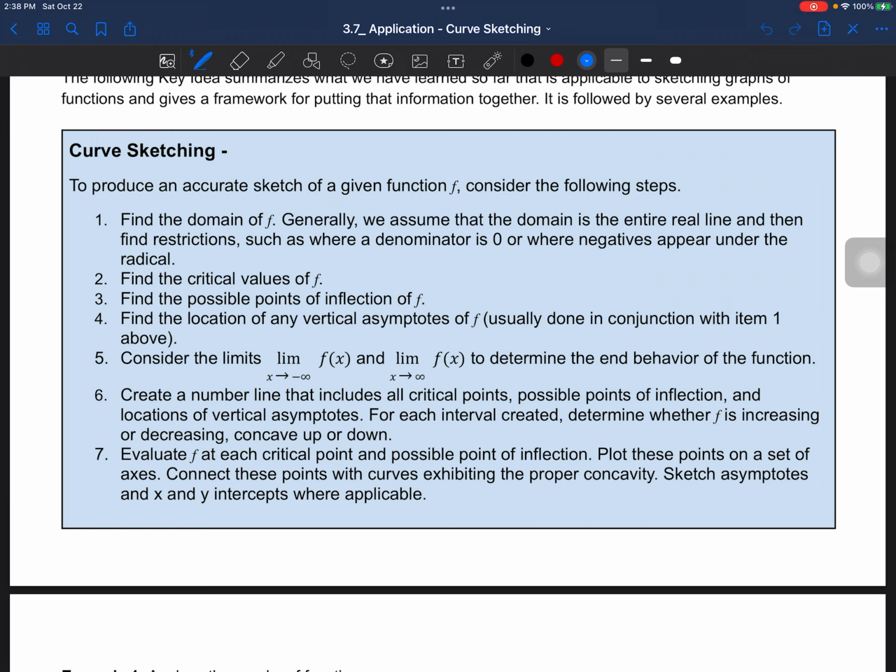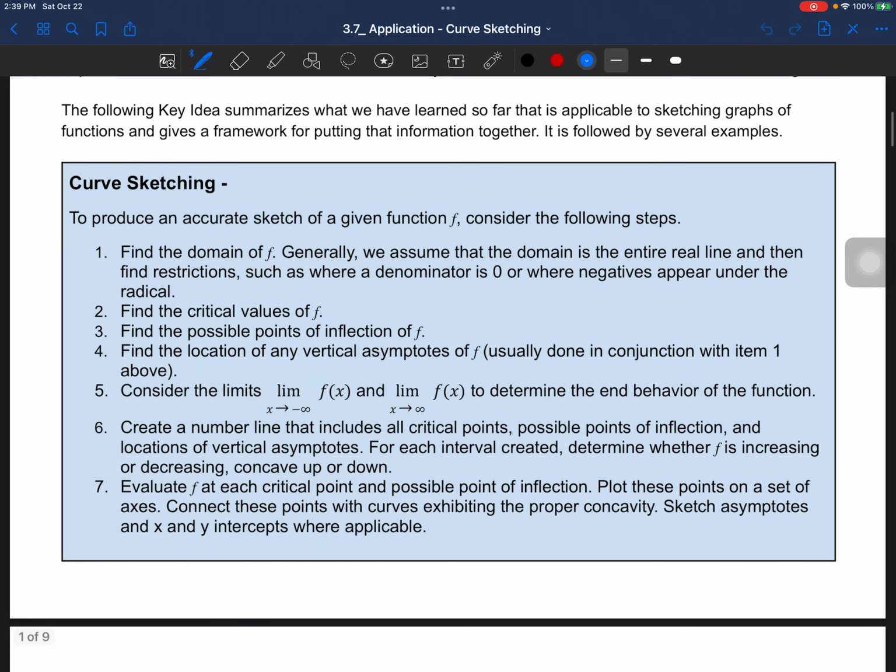So we're going to plot these points on a set of axes, and then connect these points with the curves exhibited by the proper concavity. And then we're going to sketch the asymptotes and the intercepts where applicable.